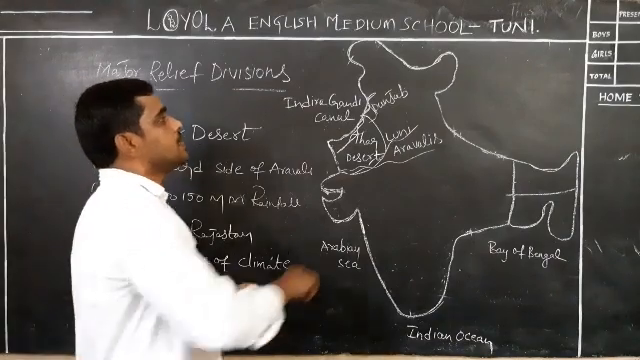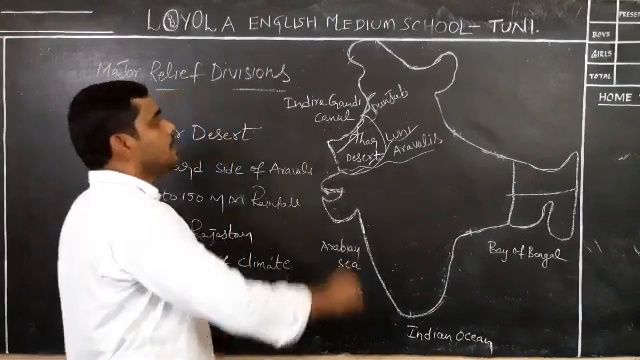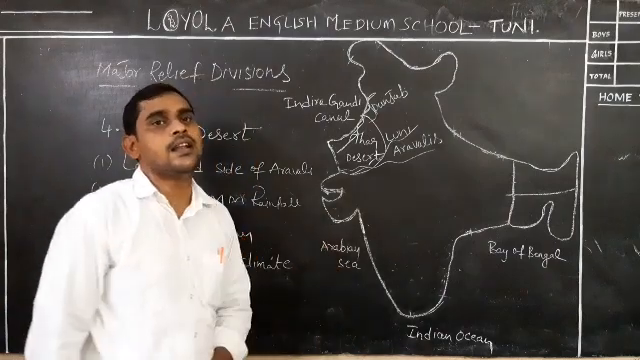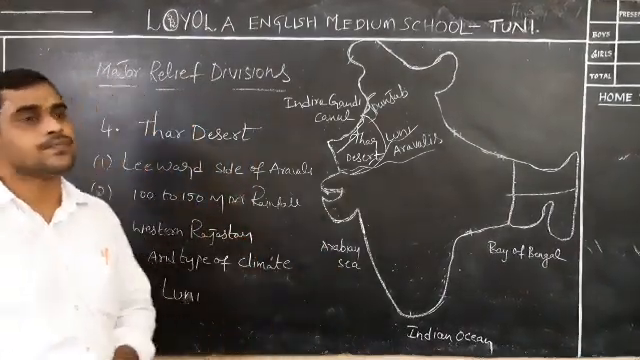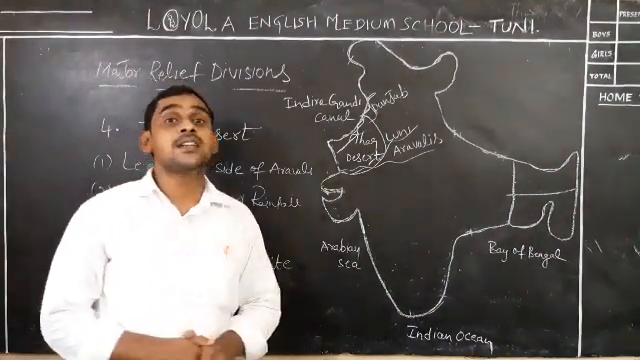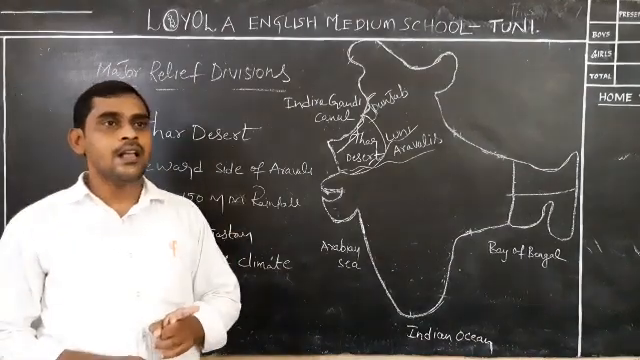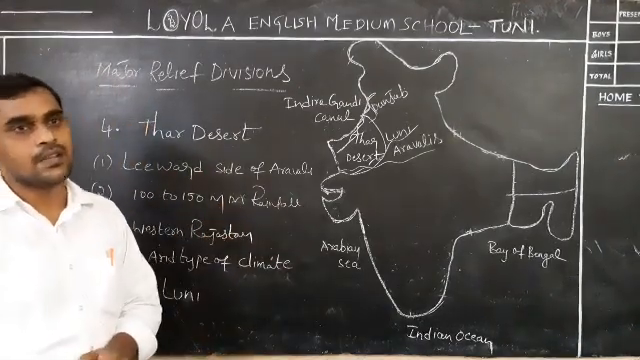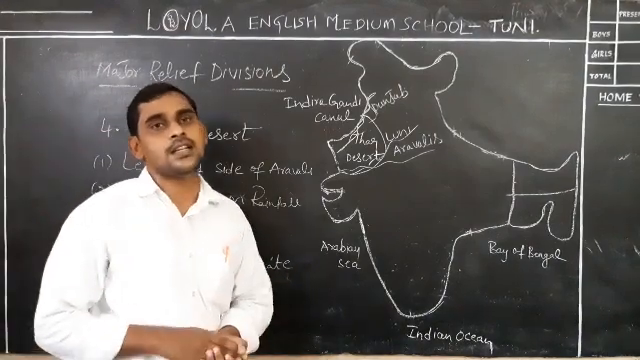The canal name is the Indira Gandhi Canal. What is the name of that? Indira Gandhi Canal. This is the longest canal in our country. How many kilometers is it? 650 kilometers. And this is also called the main watering part of the Thar Desert, mainly providing most of the irrigation to the Thar Desert.